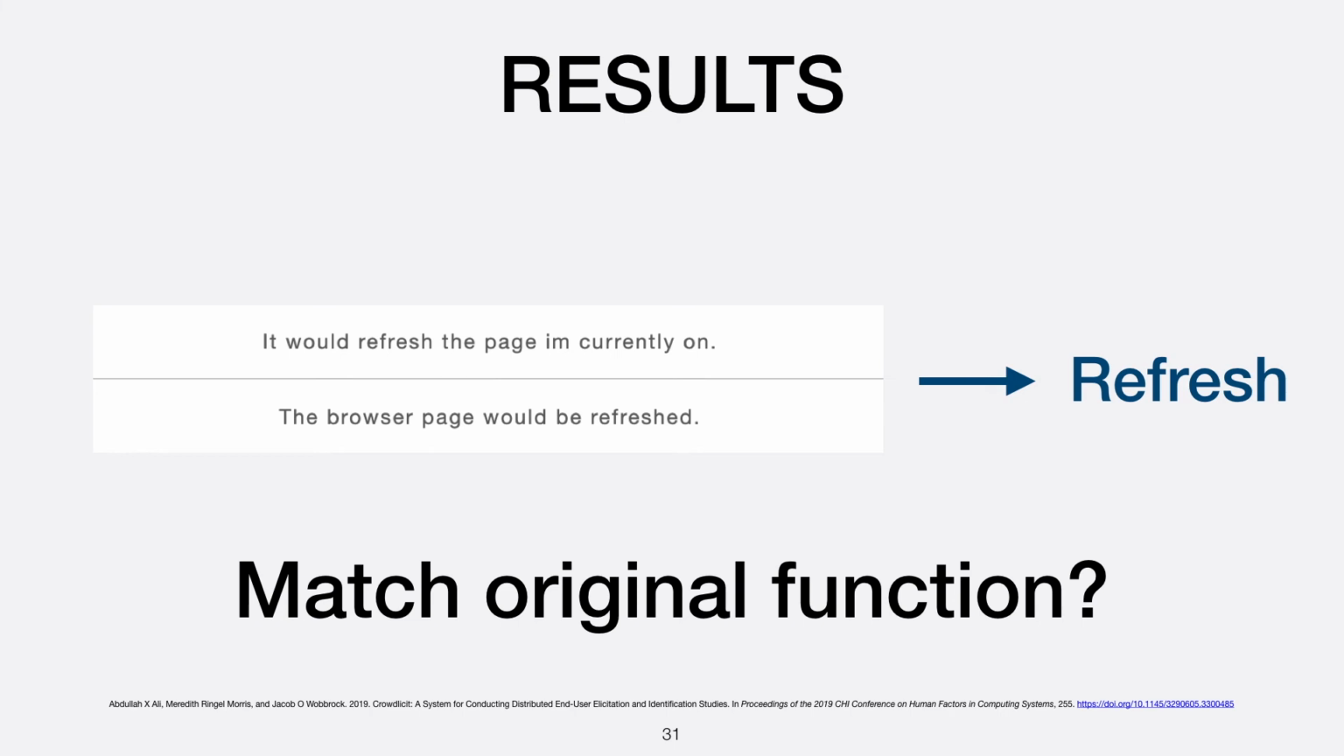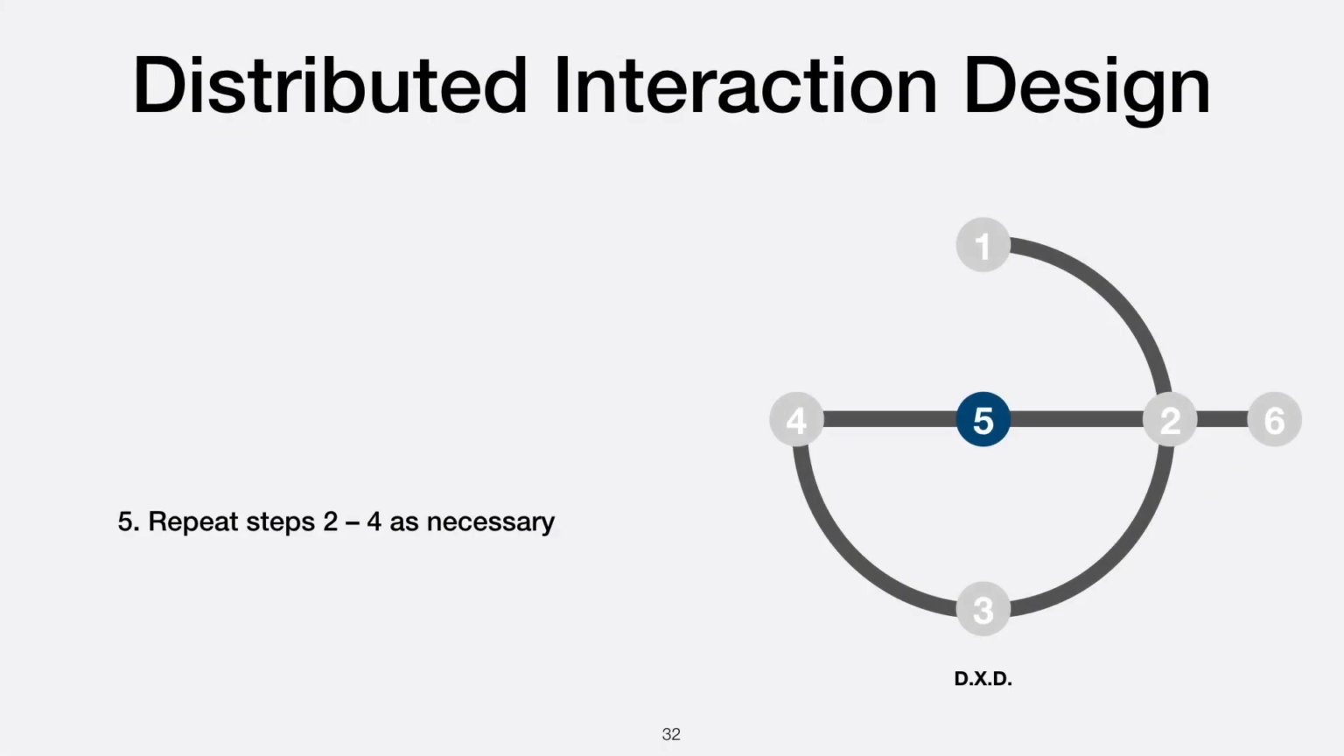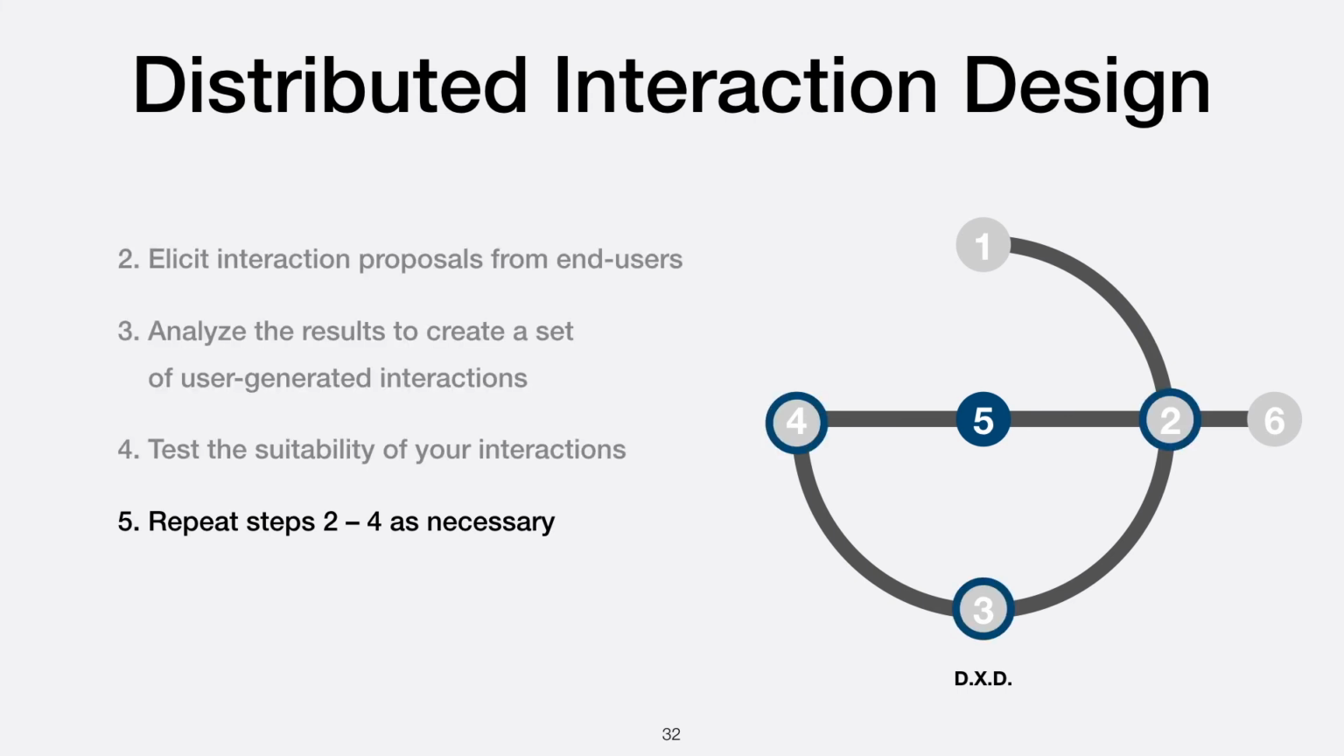And once we get the functions for each input action that we have, we try to match it to the original function that we had elicited those interactions for. If it matches, then that means this interaction that we got from our users is easily identifiable by a new set of users, and it would be a good match. But if it doesn't, that's when we move on to step 5 of the D.X.D process, which is repeat steps 2 through 4 as necessary.